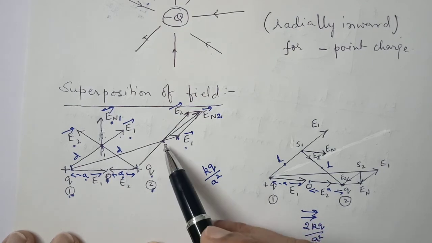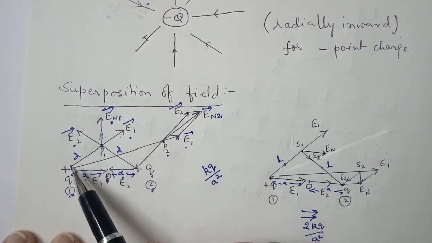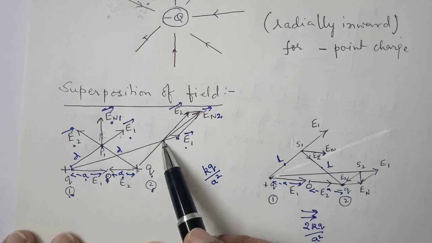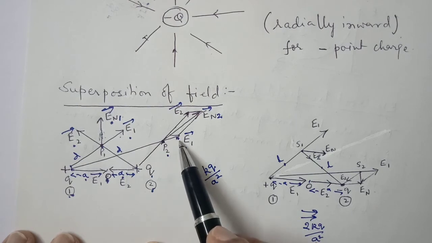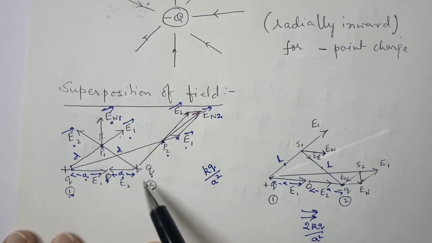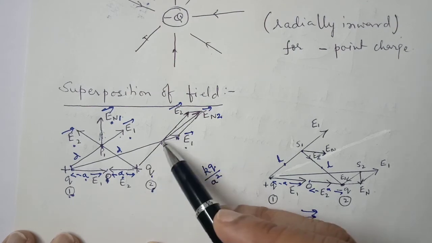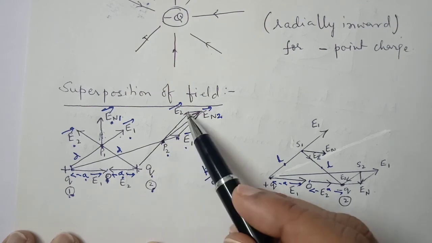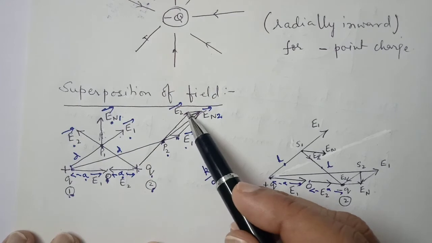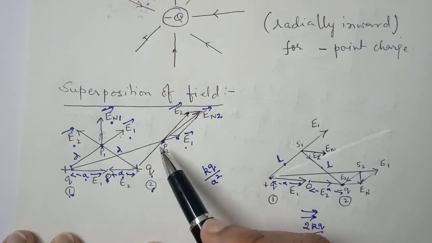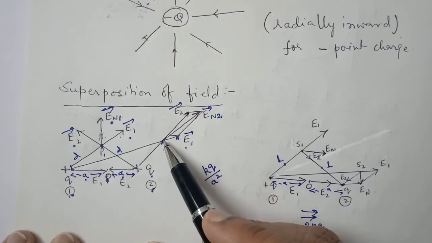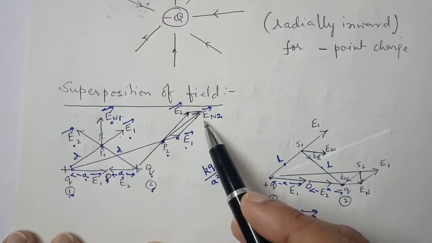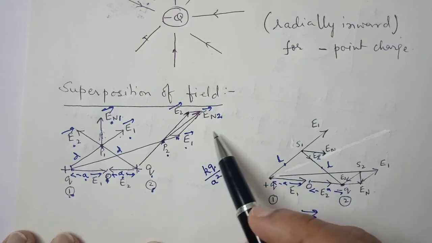Similarly, I have considered another point, P2. The field due to this charge, being at a farther distance, will be a lesser value. From this charge 2, being closer, the field will be a larger value, and hence in the vector it has been shown with the bigger size. So what will be the direction of the resultant? The resultant will be in this direction, and the magnitude will be En2.